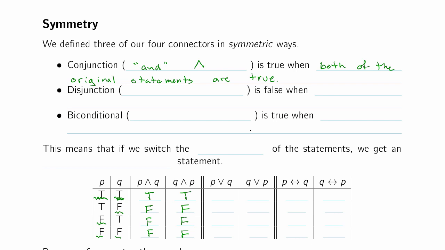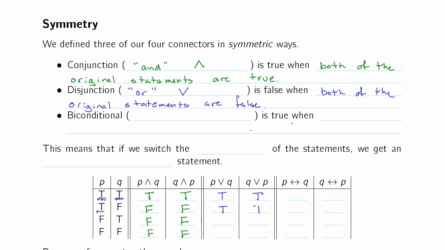We can do the same thing for disjunction. Disjunction, that's the or statement that we symbolize with that wedge-shaped symbol pointing downward. The disjunction is false when both of the original statements are false. So if we have P or Q, well, both of those are true, so the or is true. If we look at Q first, they're still both true. Here, P is true. That makes P or Q true. It also makes Q or P true.